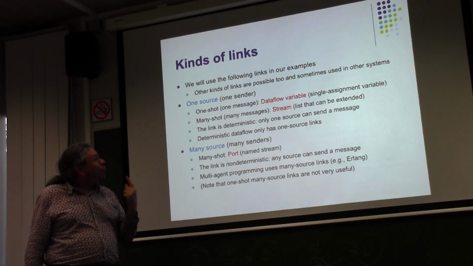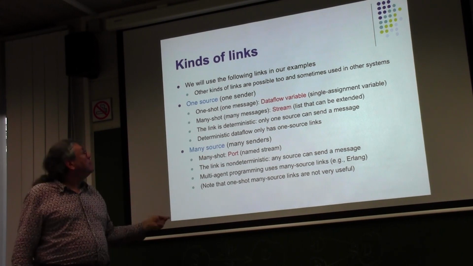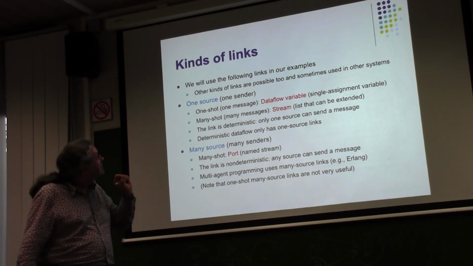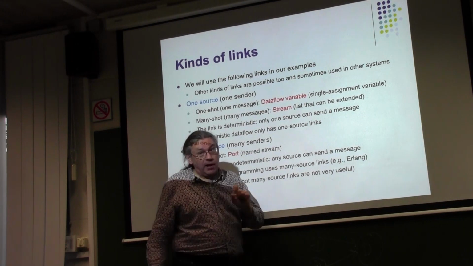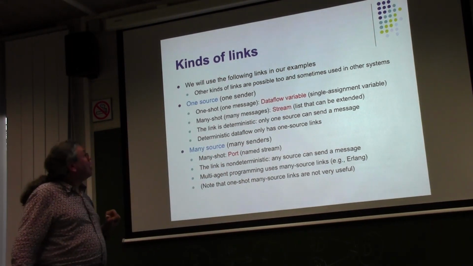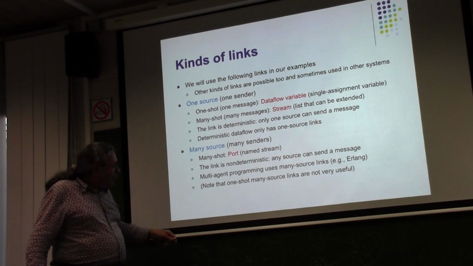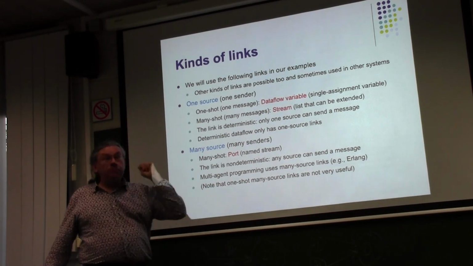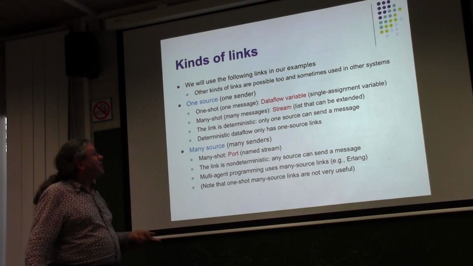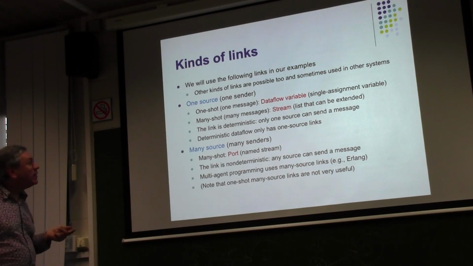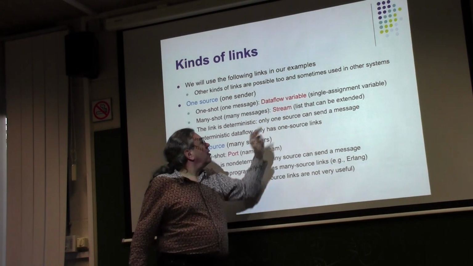Whenever you only need to send one message, you don't need a stream, okay? You can just have a single assignment variable is the way to model a one-shot channel. So only one message can be sent. But you can also have many-shot, where you can send many messages. So that's a stream. So that we saw already in the deterministic data flow, okay?